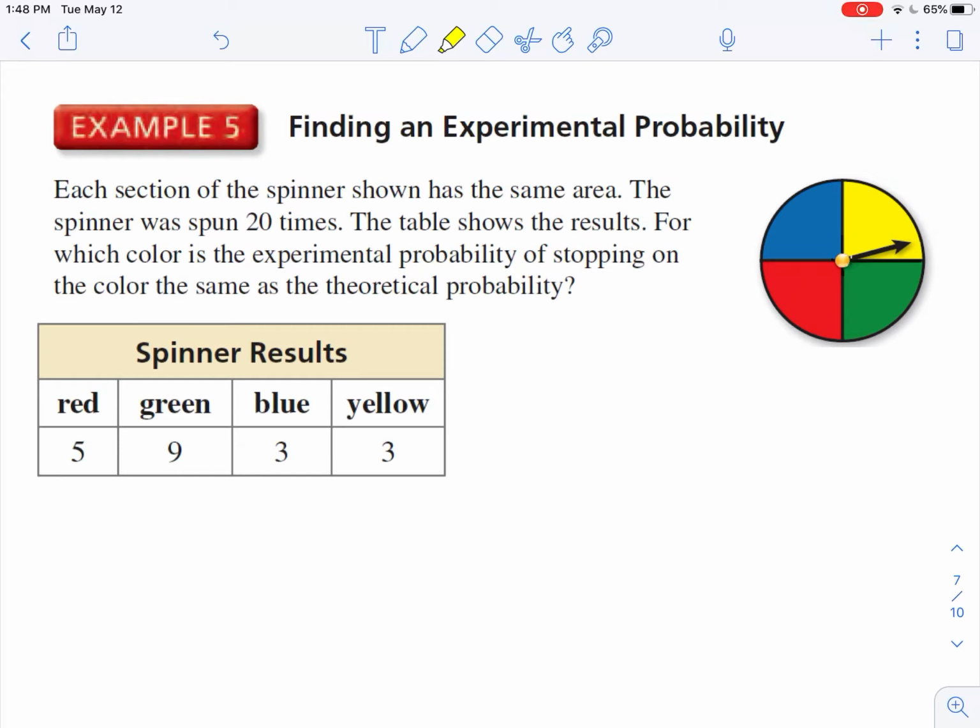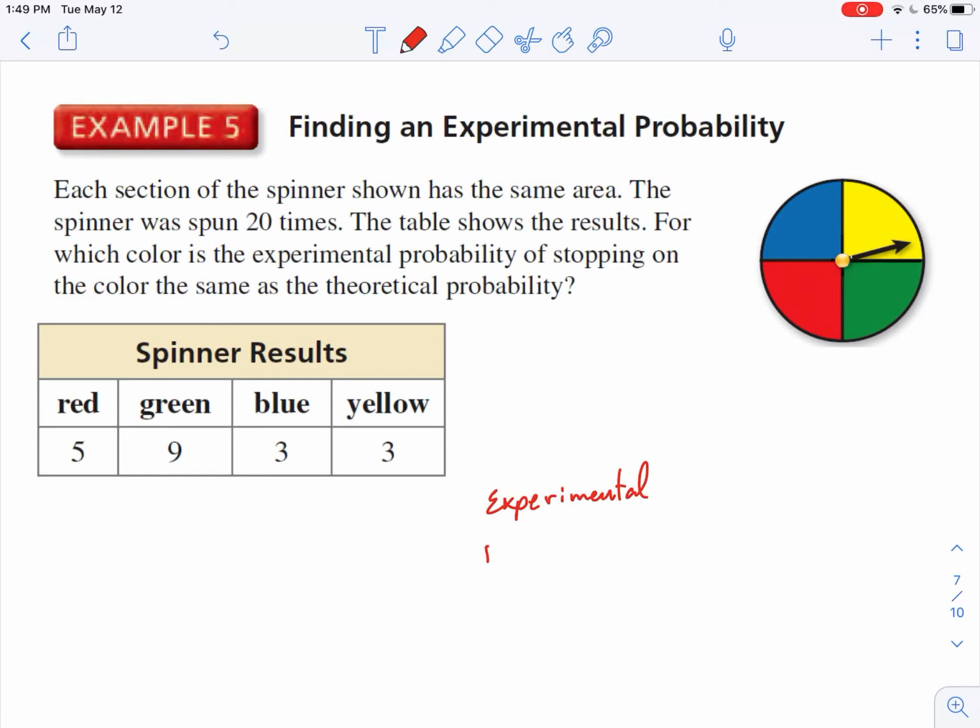So they're giving us a spinner, and there are 4 colors on this spinner, and obviously we can see that there's a yellow and a green and a red and a blue section. But what it's saying is that each section of the spinner shown has the same area. What does that mean? Well, each of these regions is a quarter circle. They all have the same area on the circle. And they're saying the table shows the results for 20 spins. And so what I want us to think about is what would be the experimental probability.